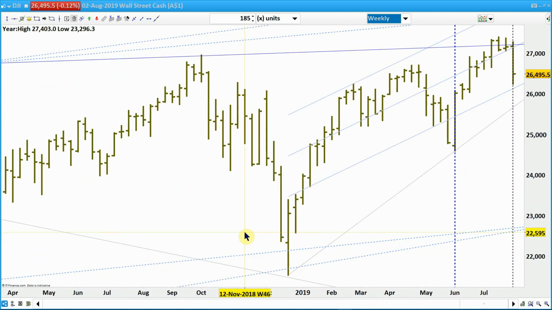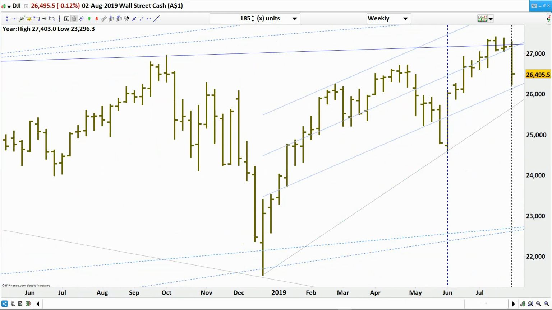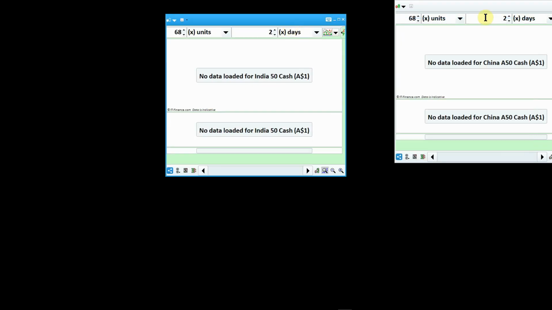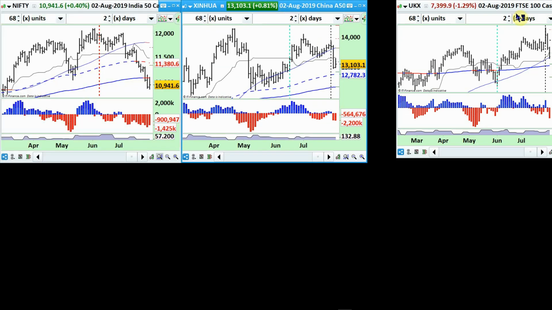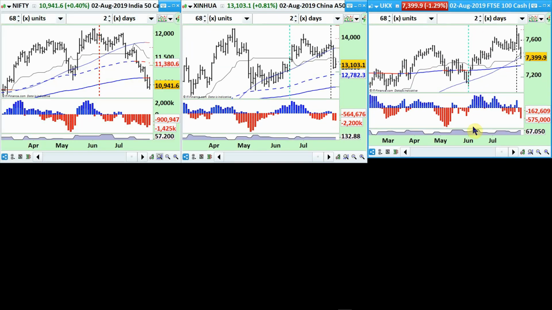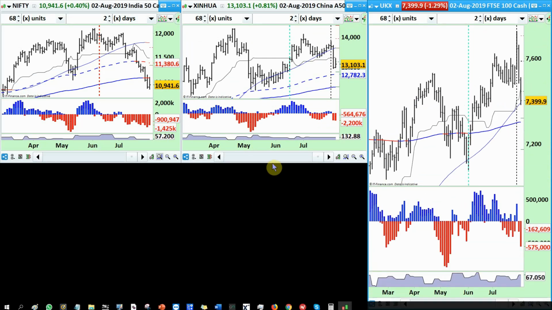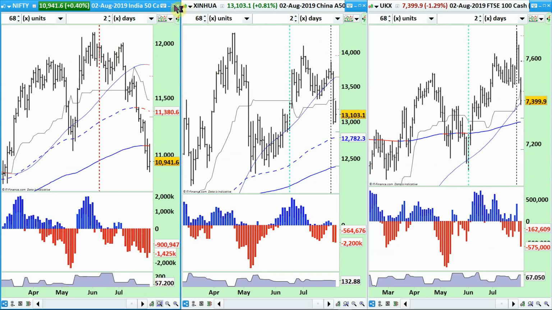Alright, those of you who have actually started trading index, if I bring up our index trading, that can be an interesting observation, I think. Let's start with India because it is in front of us, and then China, and then London, Britain. So those of you who are trading index with us, let's do it one by one.